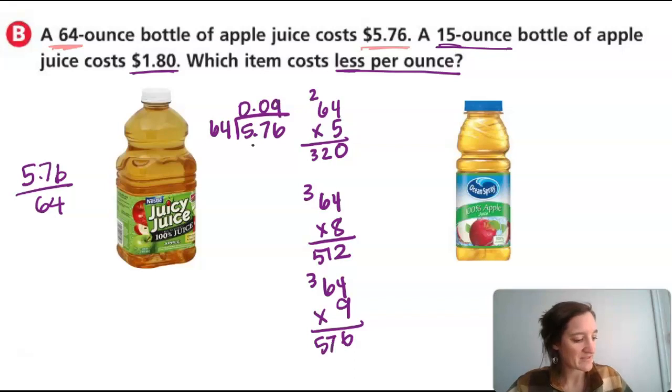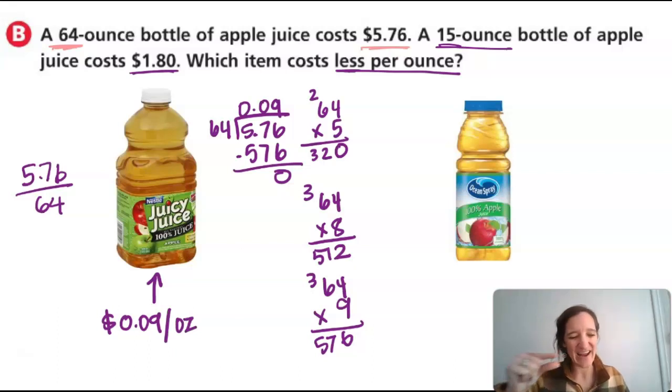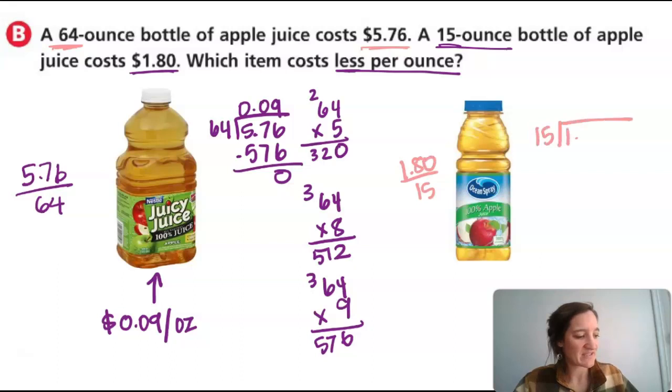Good. Okay. So I found out that this juice right here is 9 cents per ounce. It takes 8 ounces to make a cup, so just a tiny little ounce amount. Now, the littler one that's only 15 ounces is $1.80. So I'm going to take the 15 into $1.80. It's also going to be in the pennies, right? 15 times 5, 5, 6, 7, that's only 75. I gotta go way higher than that.